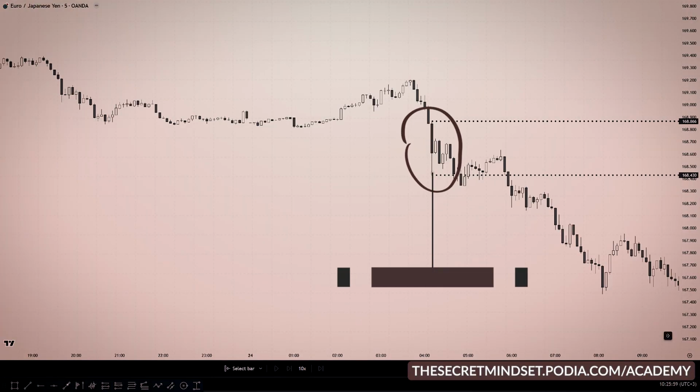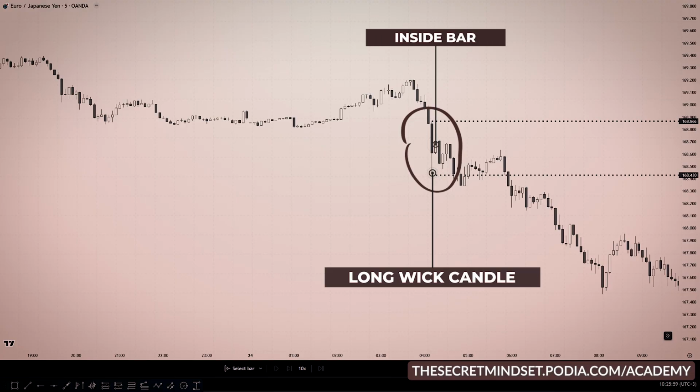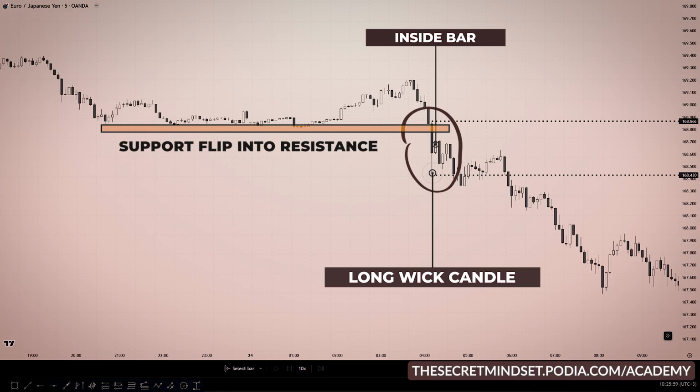This is the pin bar inside bar combo. You look for a candle with a long wick at a key support or resistance level. You wait for an inside bar to form right after the pin bar, and you enter the trade when the price breaks out of the inside bar in the direction of the pin bar.